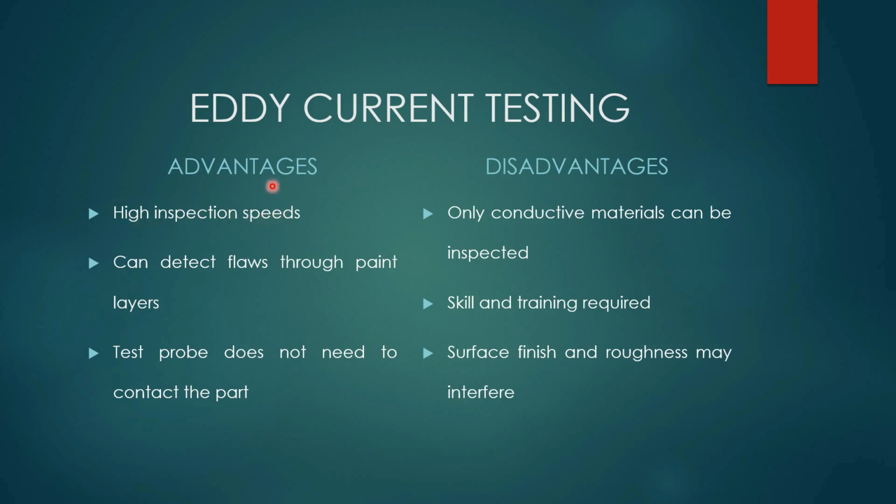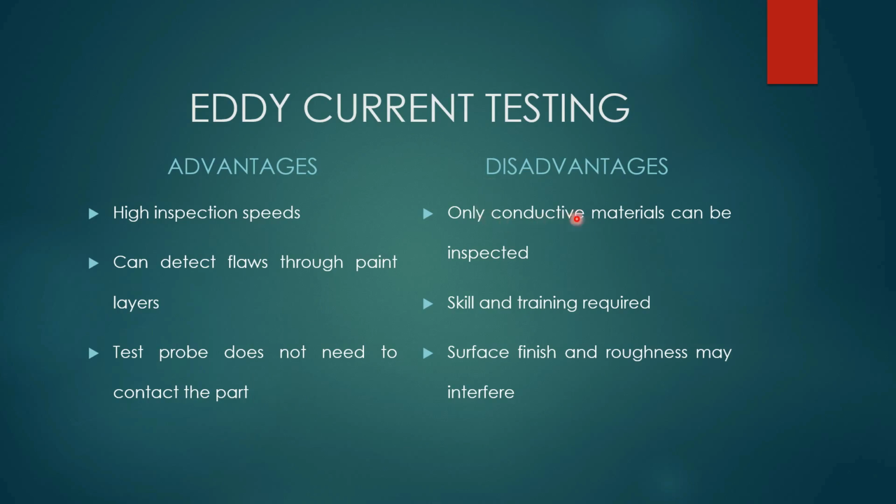Now advantages and disadvantages. It is having high inspection speeds. It can detect flaws through paint layers. It doesn't mean we have to go through only non-painted products; we can also check painted products. The test probe does not need to be in contact with the part. That means contact is not necessary.